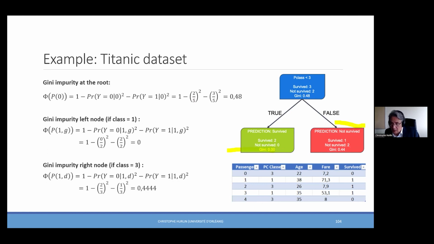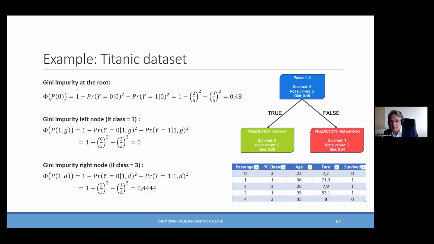What is the impurity on the right node? So here we have the people in the third class. So we have this individual, and this one. Among the 3 people who were in the third class, only 1 survived and 2 died. So what is the Gini index? On the right node, it is 1 minus the probability to not survive, 2 divided by 3 squared, minus 1/3 squared, and the Gini index is equal to 0.44.